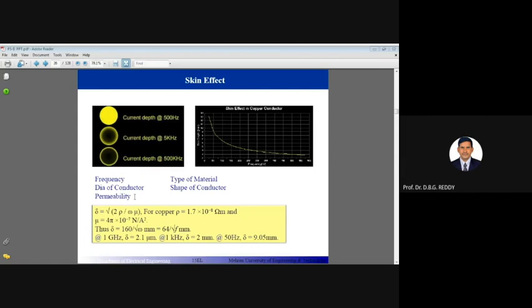This is also linked with the frequency. Suppose for current depth at 500 hertz, 5 kilohertz, and 500 kilohertz, you can see through the graph how the skin effect changes. The frequency, diameter of the conductor, permeability, type of material, and shape of the conductor will influence the skin effect.